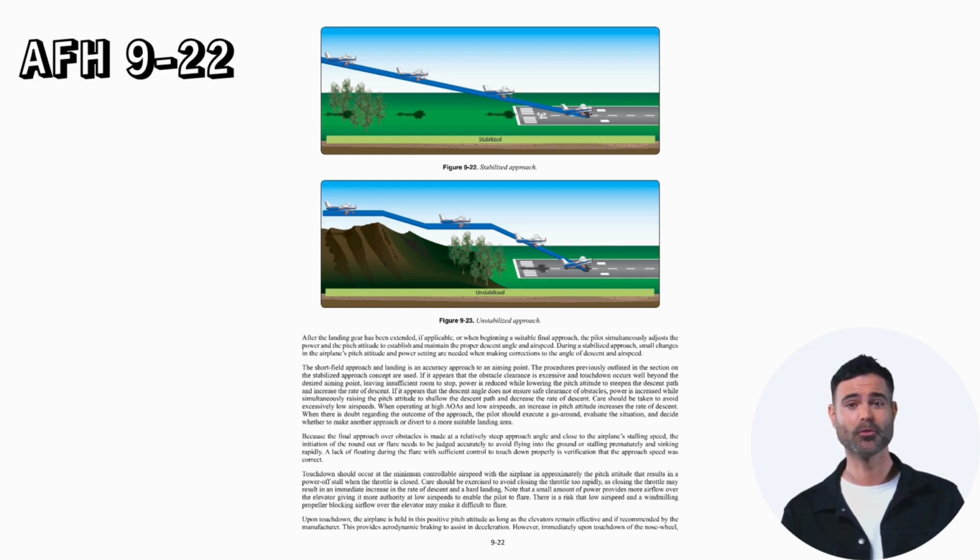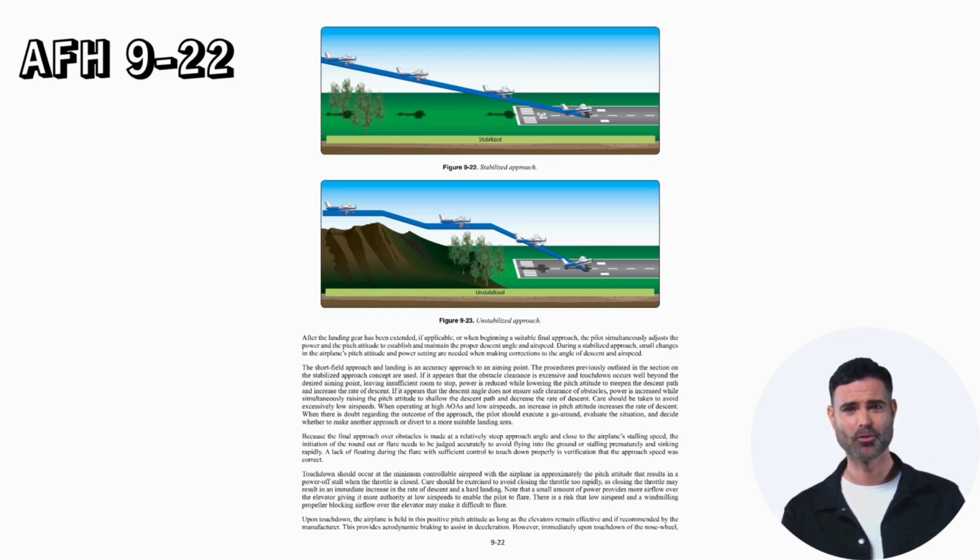Because the final approach over obstacles is made at a relatively steep approach angle and close to the airplane's stalling speed, the initiation of the round-out or flare needs to be judged accurately to avoid flying into the ground or stalling prematurely and sinking rapidly. A lack of floating during the flare with sufficient control to touch down properly is verification that the approach speed was correct. Touchdown should occur at the minimum controllable airspeed, with the airplane in approximately the pitch attitude that results in a power-off stall when the throttle is closed.